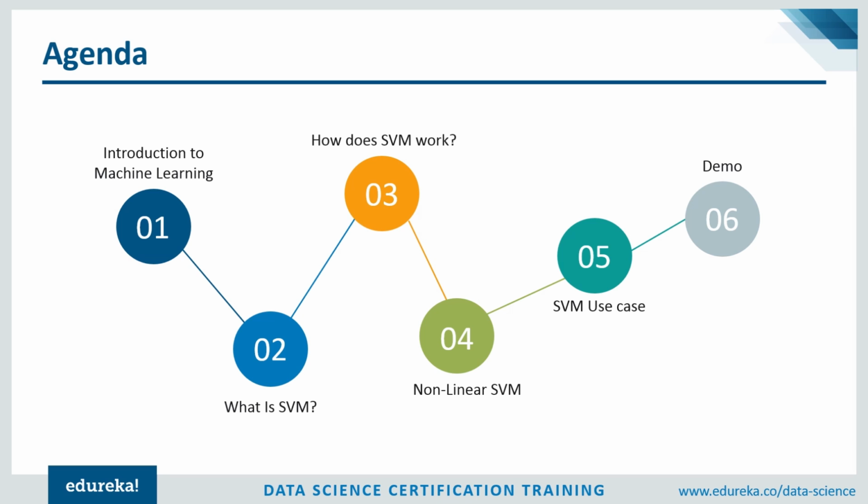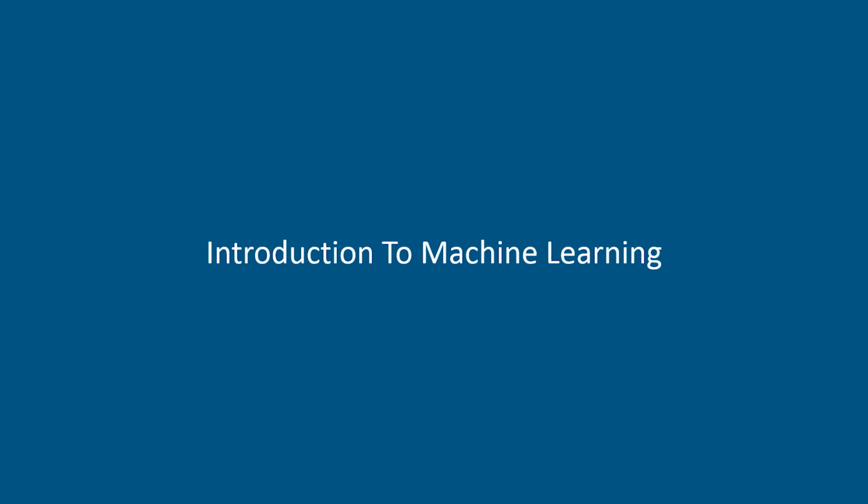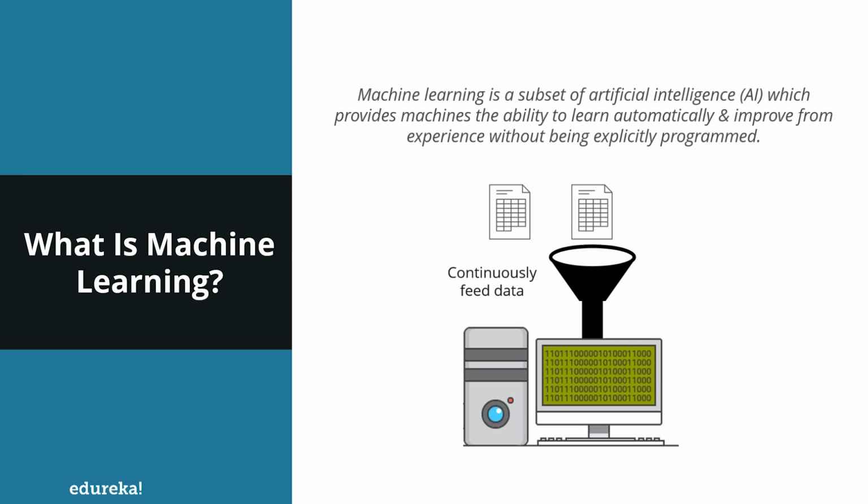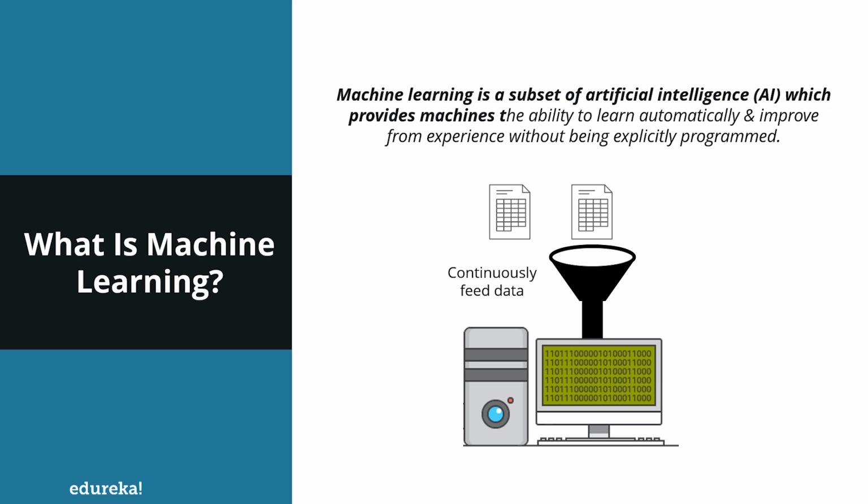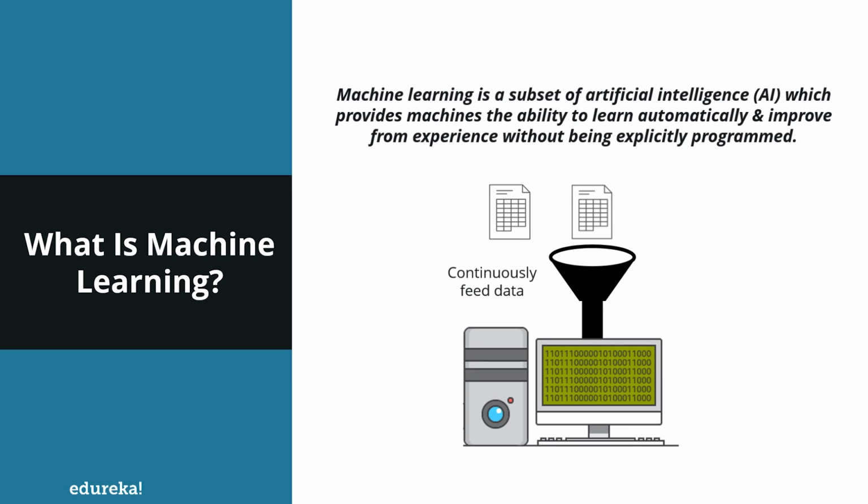Okay, so that was the agenda. Let's get started with our first topic. So what is machine learning? Machine learning is a science of getting computers to act by feeding them data and letting them learn a few tricks on their own. Okay, we're not going to explicitly program the machine. Instead, we're going to feed it data and let it learn.